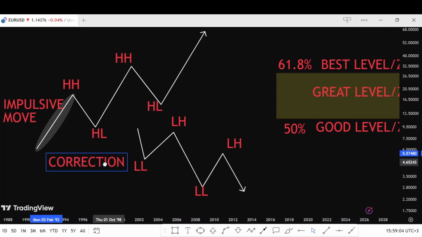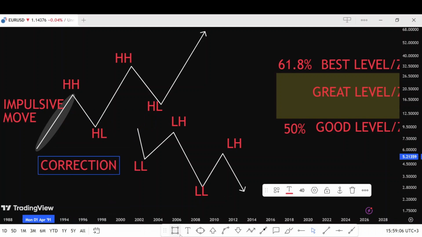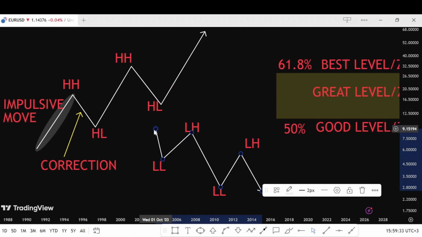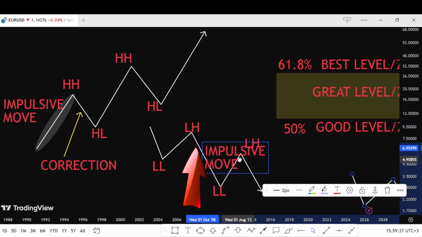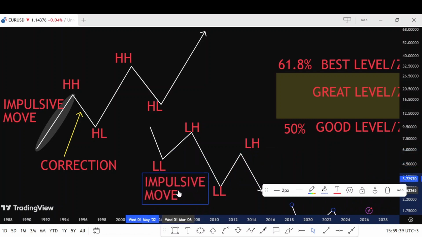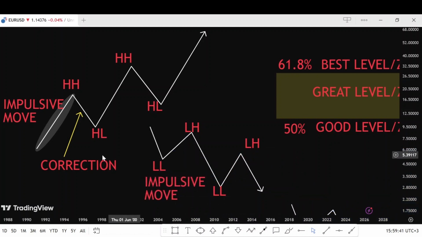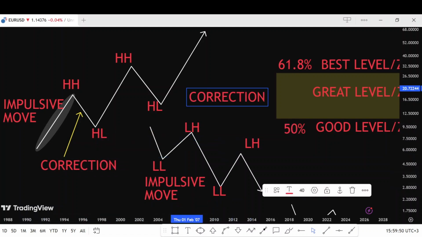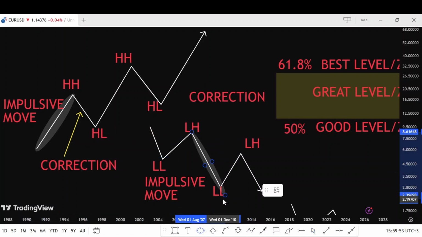So if this is our correction, the same thing applies to this. This is our impulsive move here, and then we shall also have a correction up. So this is an impulsive move, and then this is a correction.